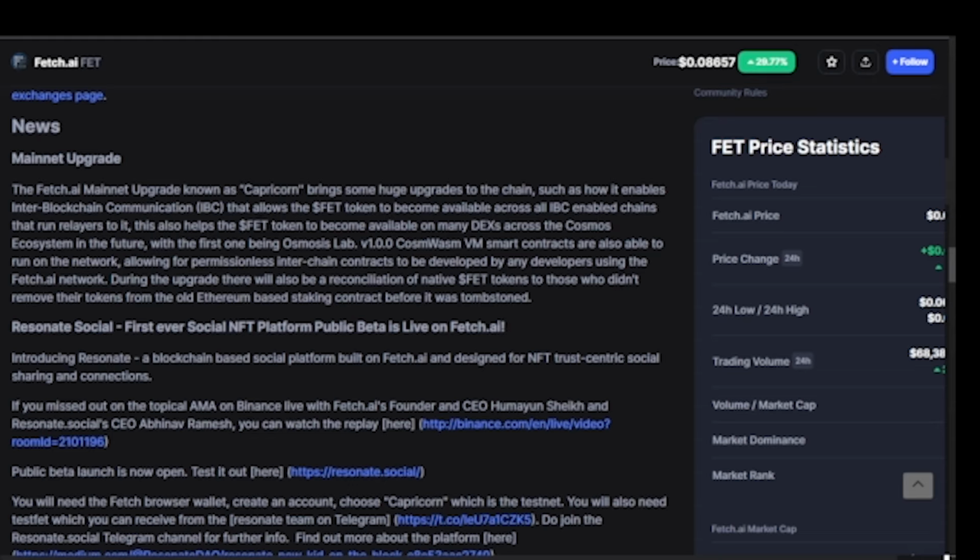Swarm's smart contracts are also able to run on the network, allowing permissionless interchange contracts to be developed by any developer using the Fetch.ai network. There will also be reconciliation of native FET tokens to those who didn't remove their tokens from the old Ethereum-based staking contract before it was tombstoned.